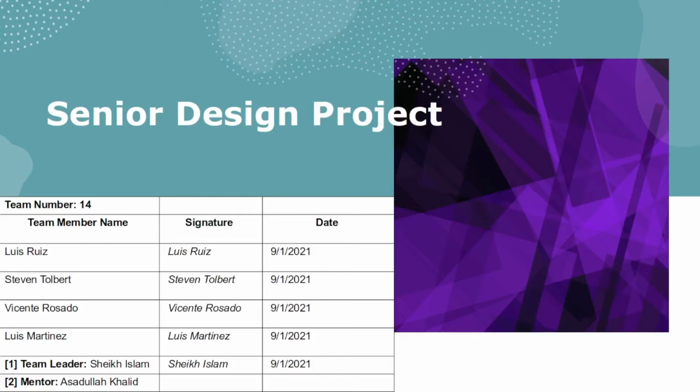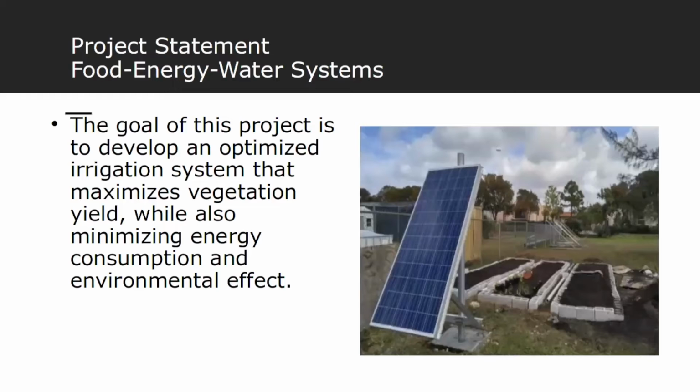Hello, my name is Luis Martinez, and I'll be presenting one of Team 14's project ideas for senior design. This project is involved with the FIU EPS lab and is about food, energy, water systems.